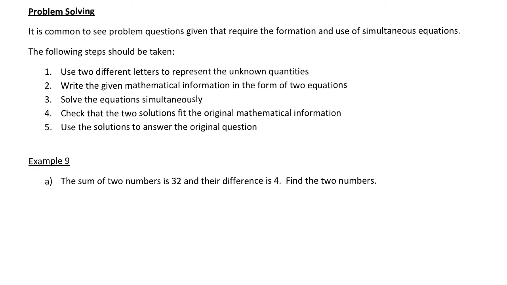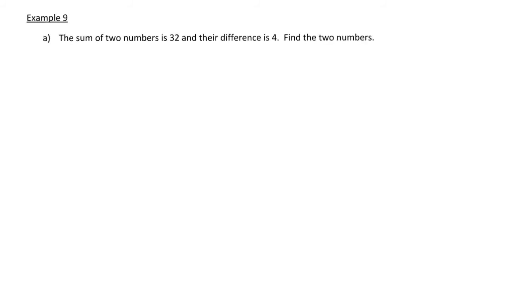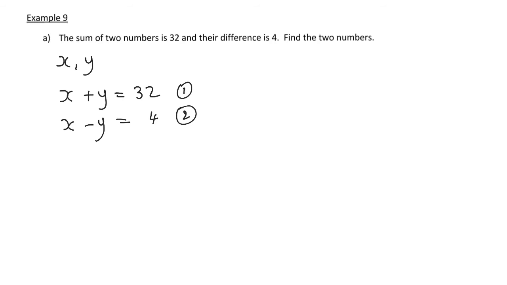So in example 9 here, we have the sum of two numbers is 32, and the difference is 4. Find the two numbers. So let's call the two numbers x and y. What we know is the sum of the two numbers is 32, so that's x plus y must equal 32, and their difference is subtract. So let's say that x take away y then is 4. So we've got our two equations, and what we can do is we can either add or subtract to get rid of one of the unknowns.